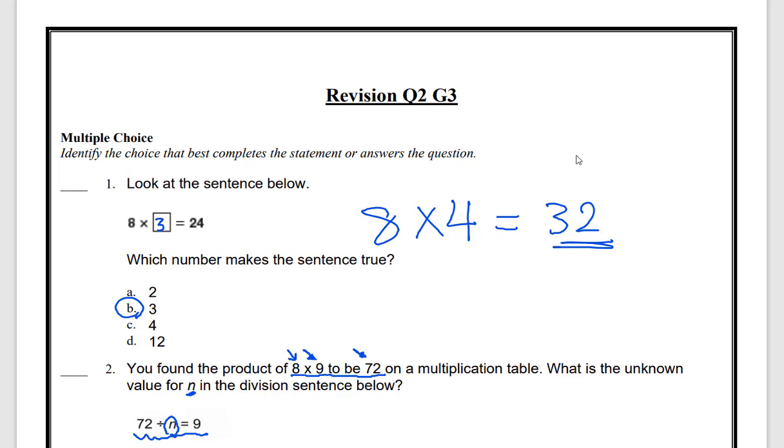Today, inshallah, we'll continue with the revision sheet. We've reached question number 38, so we'll move down to 38.